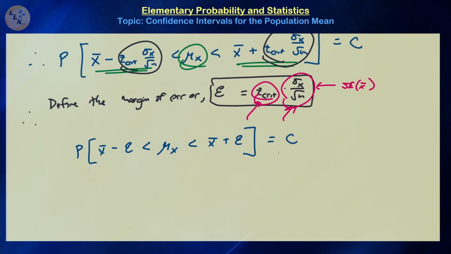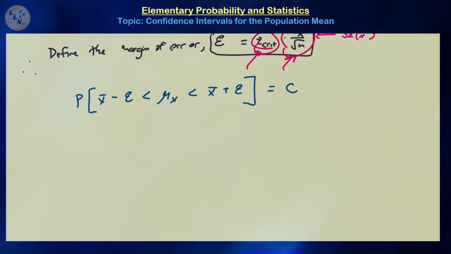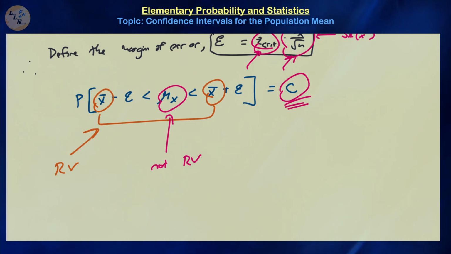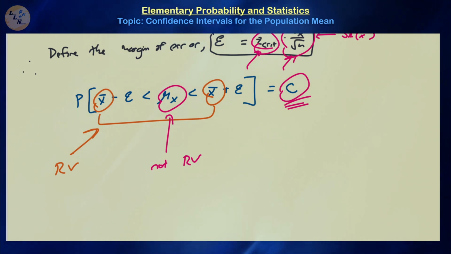Now, I just want to make this very, very clear. The random variable in this probability statement is x bar. That is our random variable. Our random variable is not mu x. So this does not say that the probability that the mean of the population is in between these two values is equal to c. That is not true. Because remember, we technically have control over this value of c, which would mean we would have control over the probability of where mu is. That doesn't make sense.